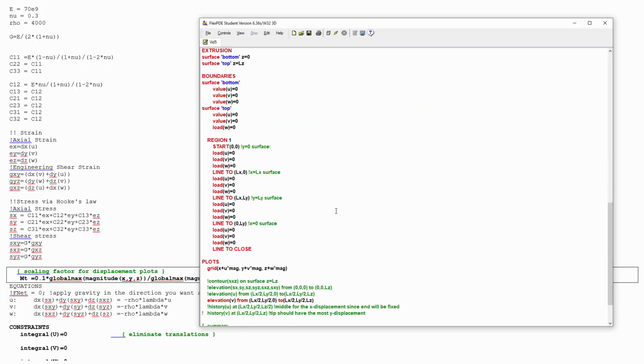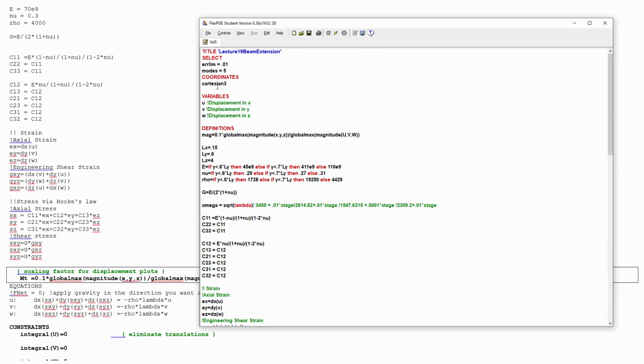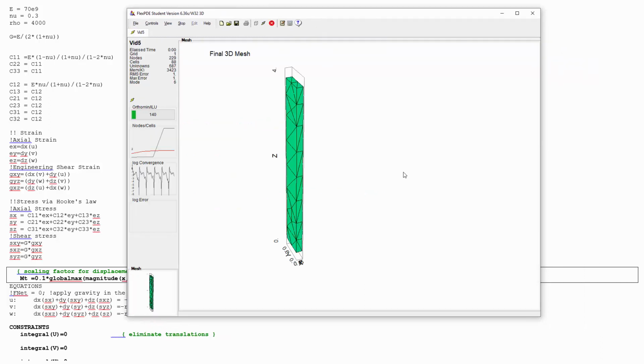So we can report what the frequency was here, report omega by putting it right here. We can have it reported under the plot, and we're also going to increase the number of modes a little bit higher. So we'll go up to maybe 15. This might take a little while.